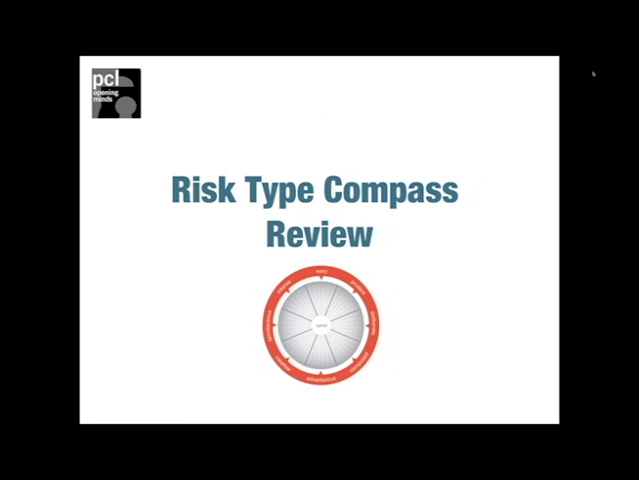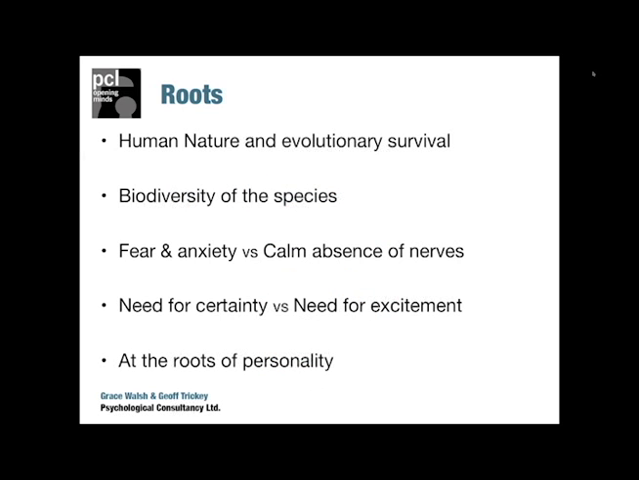So first of all then, risk type compass review. So this here is referring to roots. It's the emphasis on the substance behind the risk type compass and its relationship to human nature. Human nature and evolutionary survival depend on achieving a balance, really, between taking risks or not taking risks.